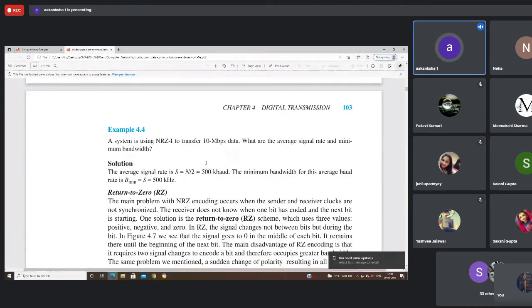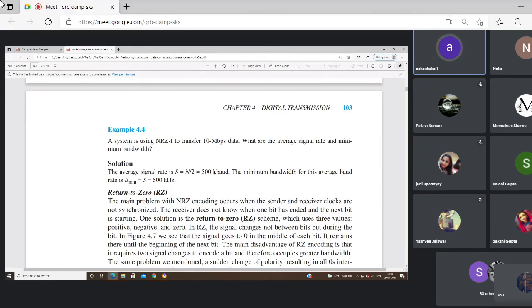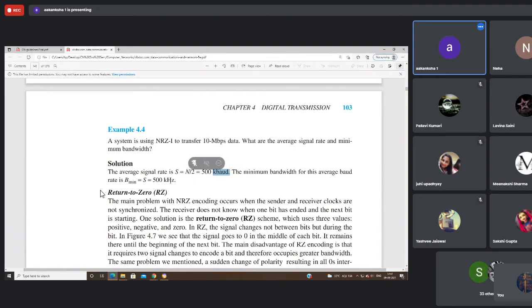Okay, so the minimum bandwidth for this average baud rate, S, is equal to 500k hertz. The bandwidth will be equal to S only, which is 500k hertz. Instead of k baud, the frequency is always measured in terms of hertz. Hertz is the unit of frequency, which is 1 upon time. So instead of k baud, it will be k hertz.